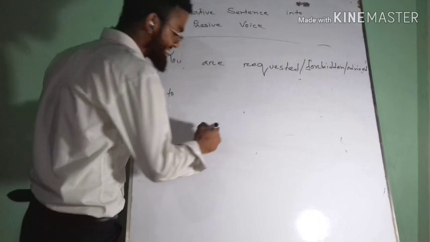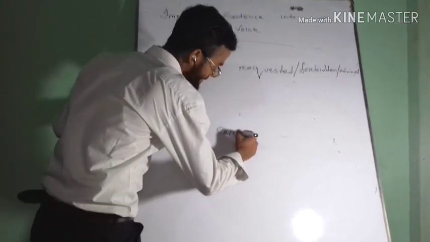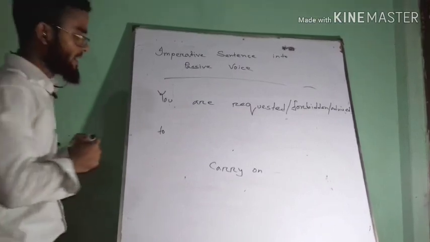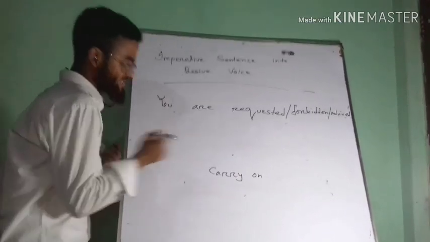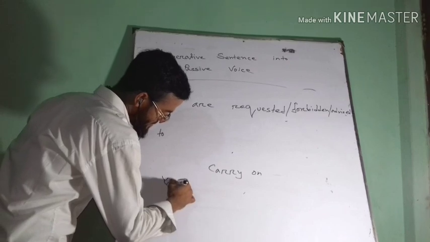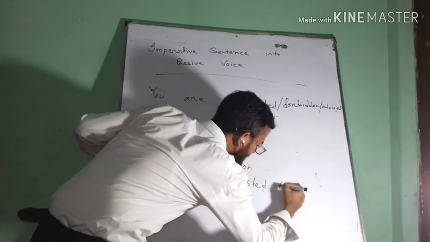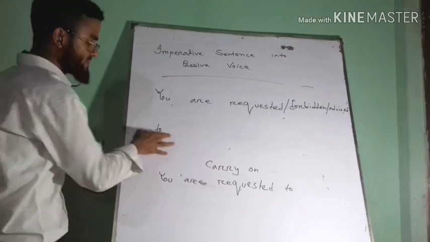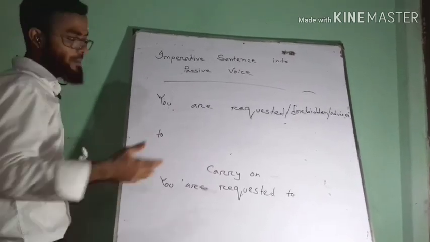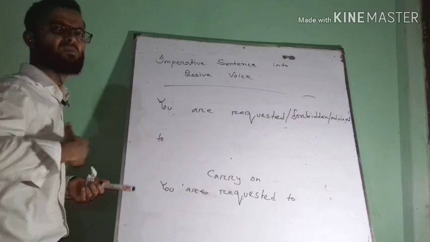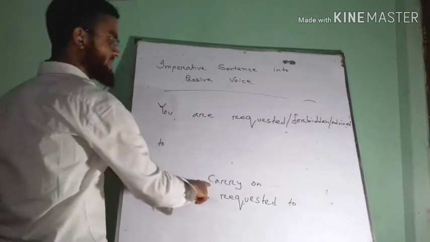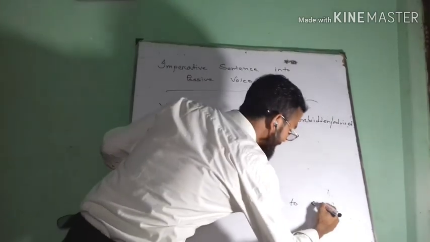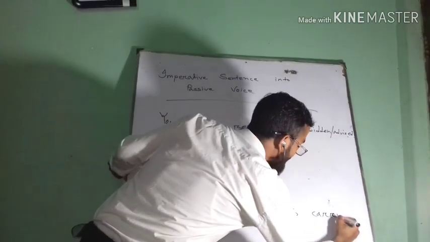Here is an example: carry on. How can we change it? You are requested to. After this, you will use the verb, from verb to extra. The sentence is structured with a verb, so the verb is given. You are requested to carry on.